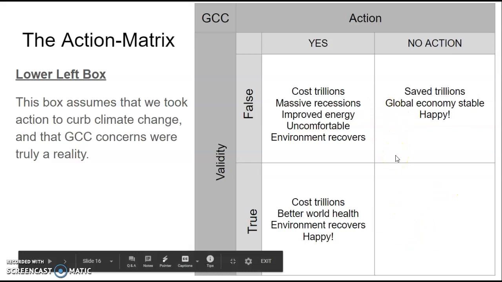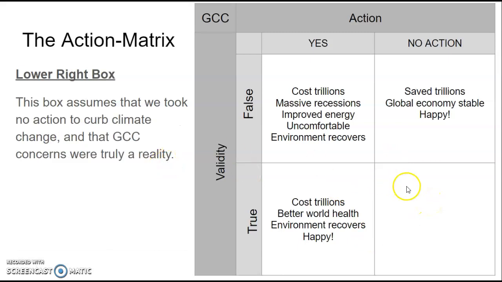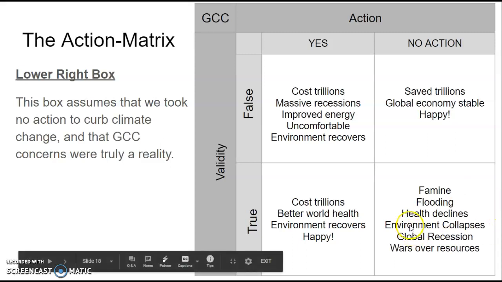If we didn't take any actions here and the things turned out to be true, then you're going to have all kinds of problems here, that the climate is going to change quite a bit. There's going to be catastrophic weather. There's going to be political unrest, wars over limited resources. It's going to be a mess. So you're going to end up with all of these different things here. Okay. So that's the reality there. All right.